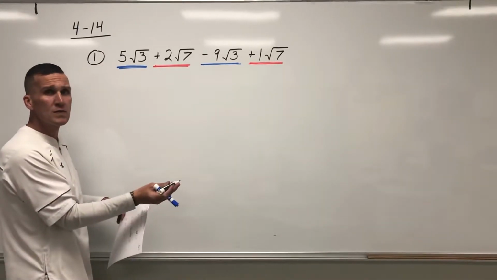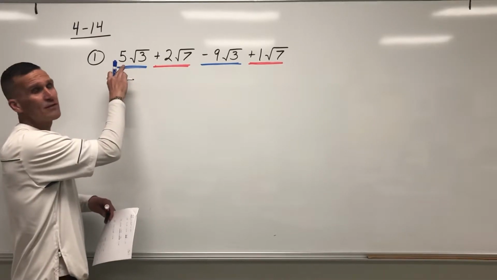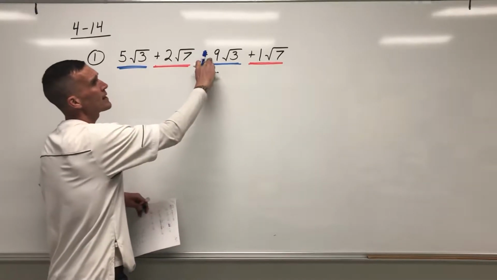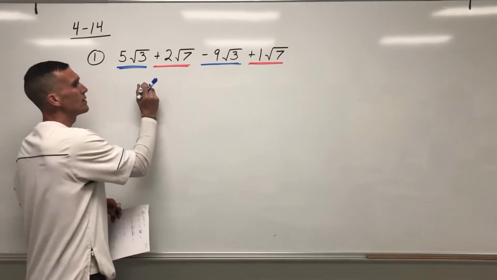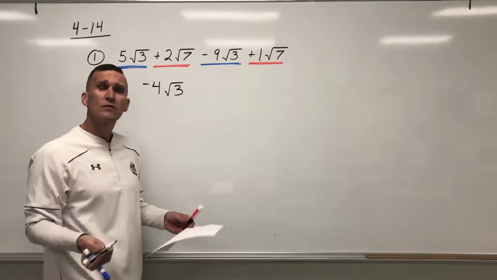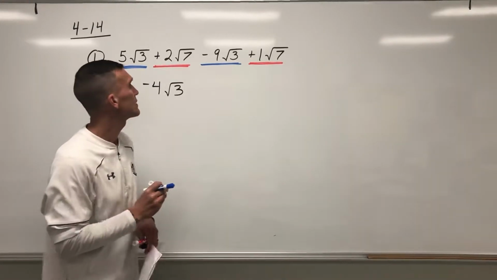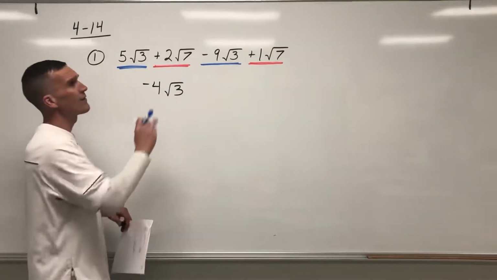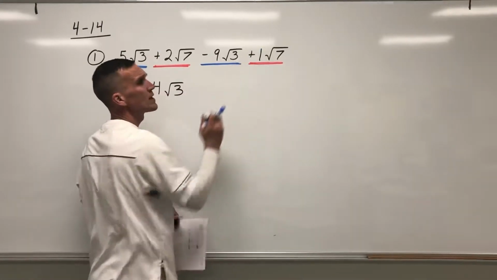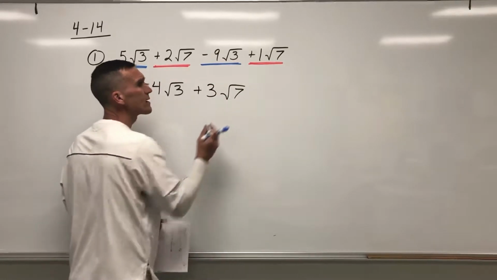So now I'm just going to get 2 different parts of my solution. The blue pieces, or the rad 3s. I'll take the numbers in front and add or subtract them. 5 minus 9 makes -4 rad 3. So you add or subtract the numbers in front of the radical, leaving the radical alone. Then we look at our rad 7s. +2 plus 1 is +3, and you keep the rad 7.